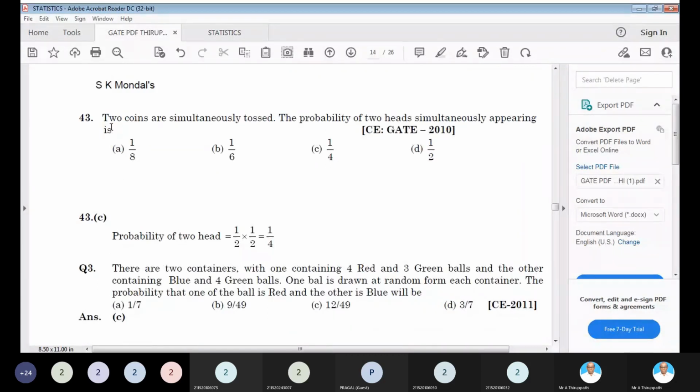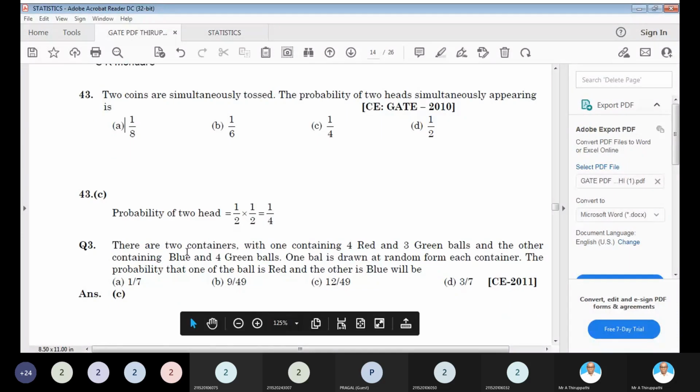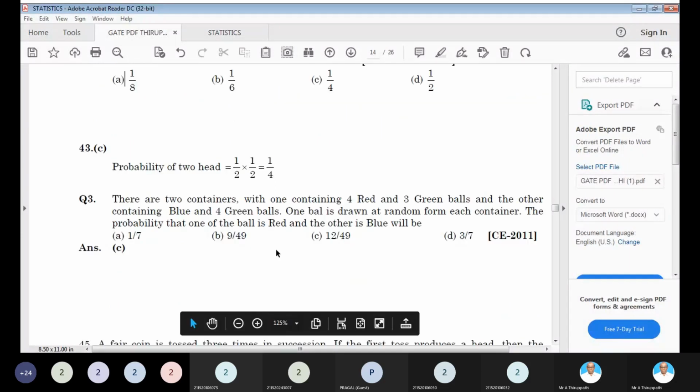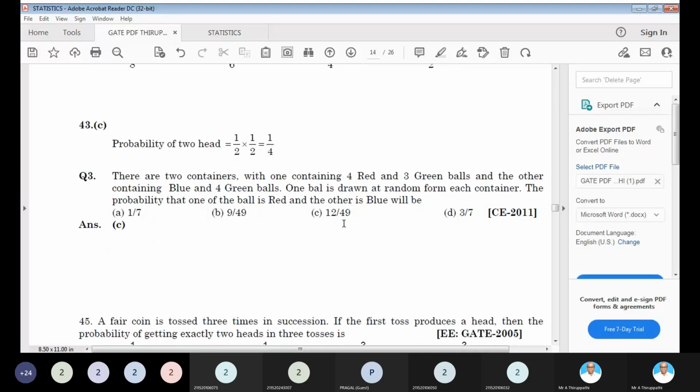Two coins are simultaneously tossed. The probability of two heads simultaneously appearing is: first 1 by 2, again 1 by 2. The probability of a head is equal to 1 by 2 only. So 1 by 2 into 1 by 2 is 1 by 4. Next one.